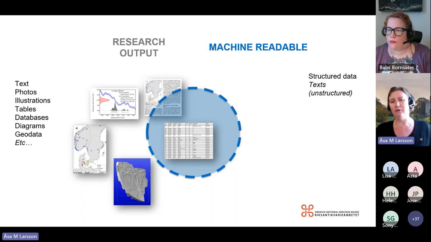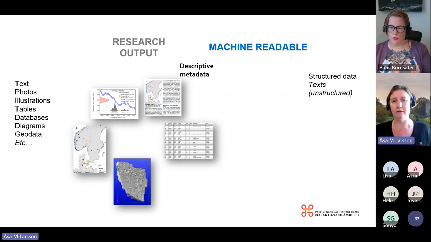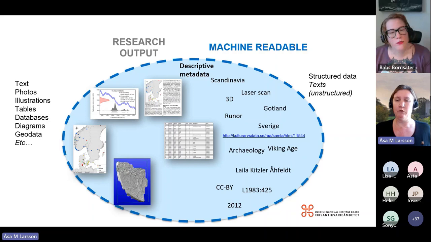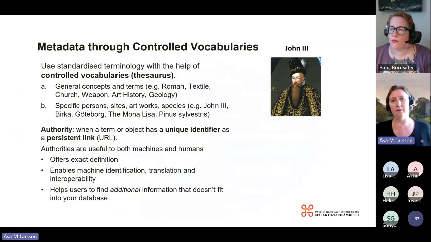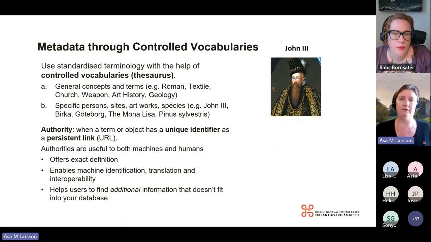So in order to make research data machine readable, and especially to make it findable, we need descriptive metadata. And the more descriptive metadata, the better. The more standardized this metadata is, the easier it is for machines to understand what you are looking for and how to find it. So in order to make yourself comprehensible, both to machines and to your peers, it's very good to use standardized terminologies.